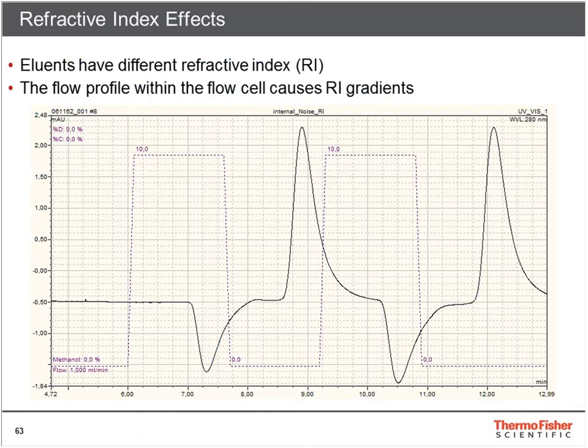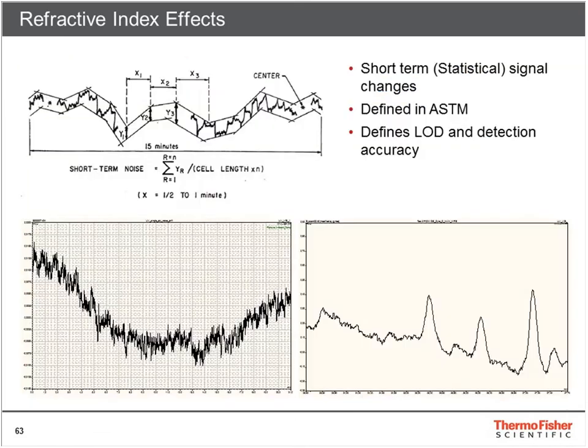Pump pulsation, particularly with high pressure gradient pumps, can increase the problem. To avoid this, detectors can be built with conical flow cells or have limitations for the light entering the flow cell. The easiest way to find out if you have these problems is to run a blank.